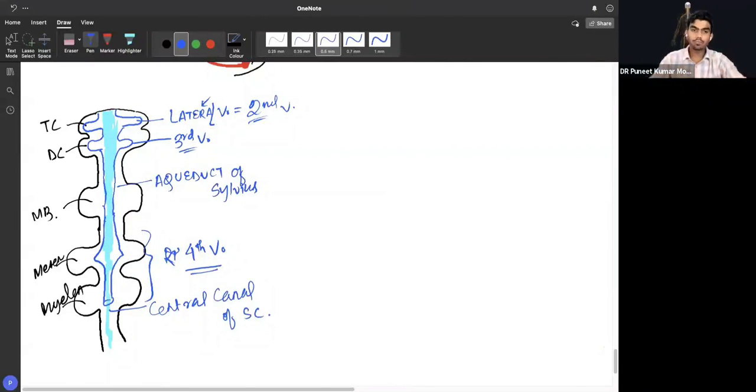Okay, next comes the aqueduct of Sylvius. The part of the neural cavity which is present in the midbrain is called the aqueduct of Sylvius. And the part of the neural cavity in the hindbrain is called the fourth ventricle. Okay, now the second ventricle or the lateral ventricle communicates with the third one through an opening called foramen of Monro.